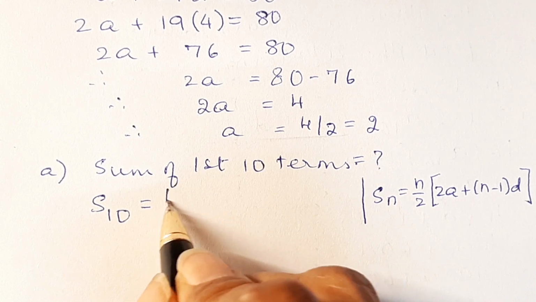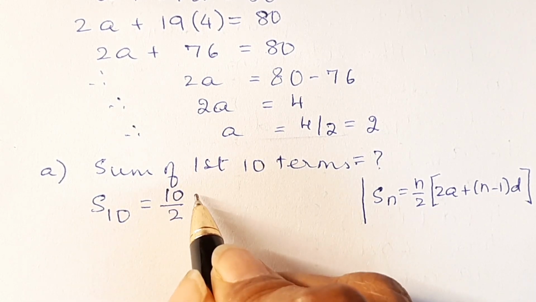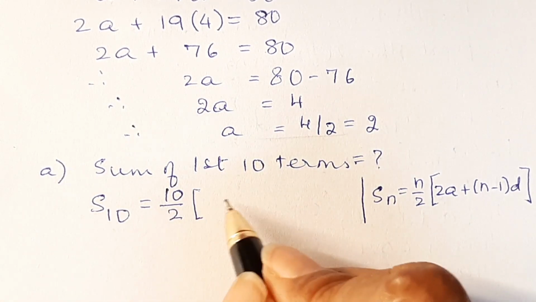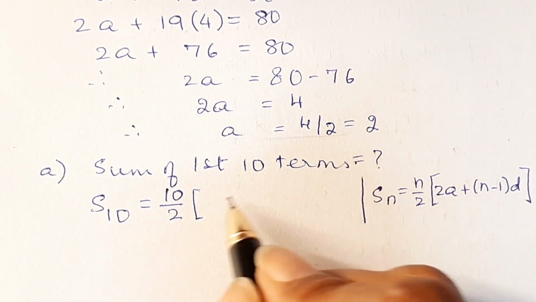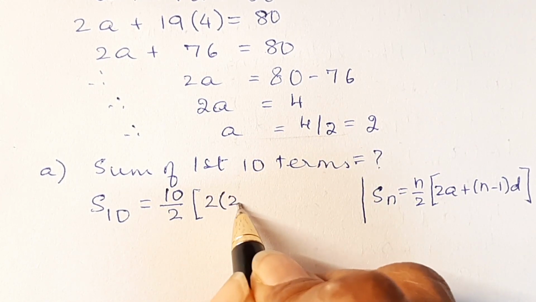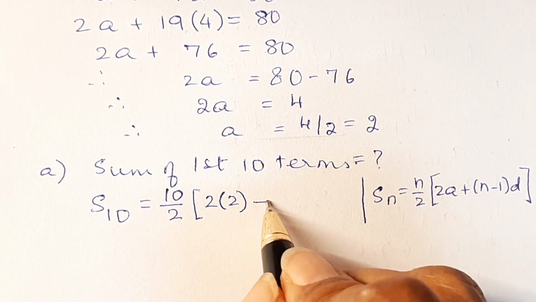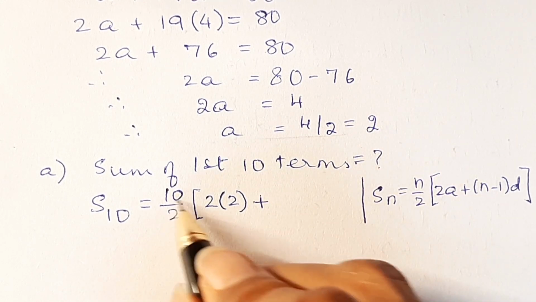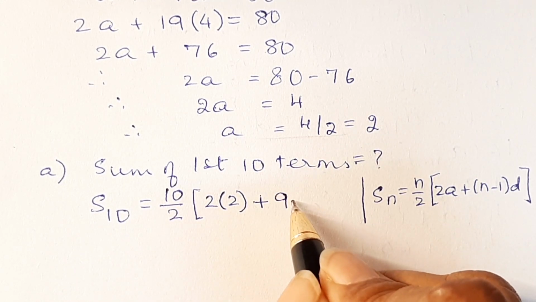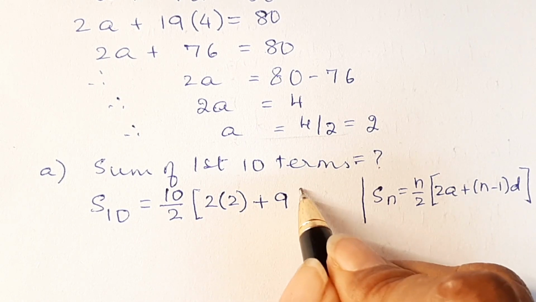S10 becomes 10 upon 2 into bracket 2a. How much is 2a? 2 into bracket 2, plus n minus 1 means 10 minus 1, that is 9, and our d came out to be 4, you remember?